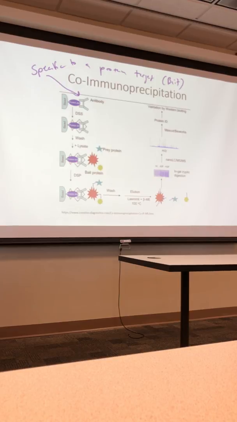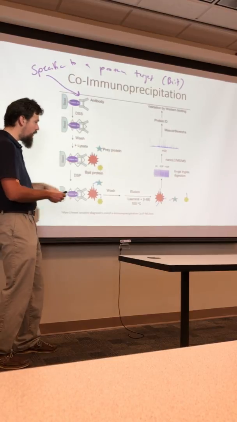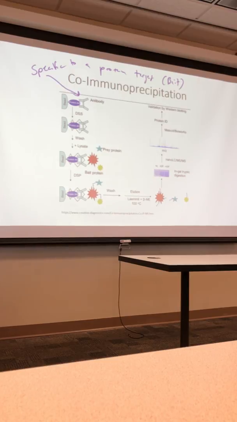Okay? Now, if it binds to the antibody and there's a prey protein that also interacts with it, or there might be other prey proteins, what will happen? They'll be immobilized with the bait.